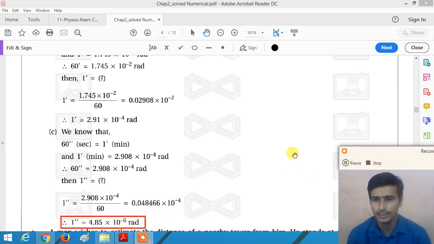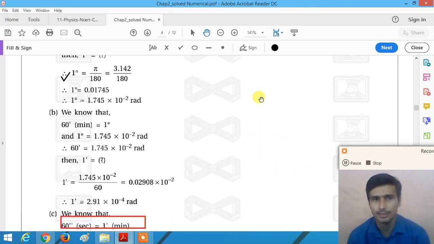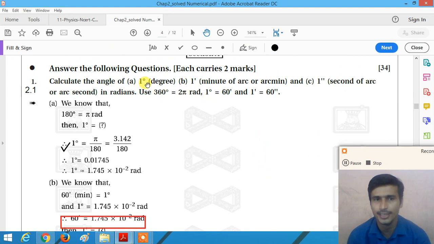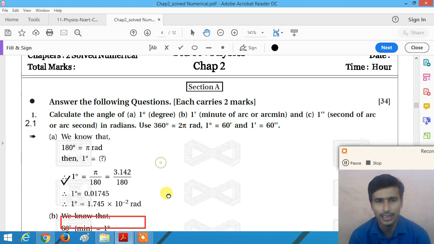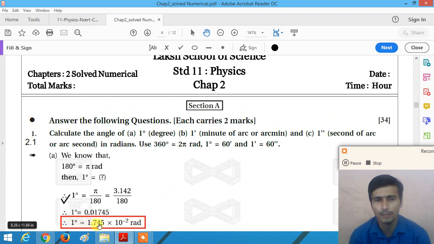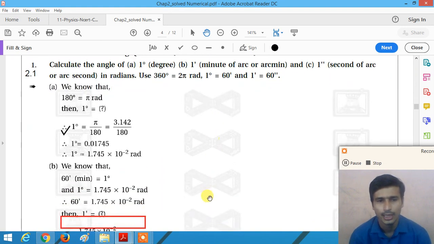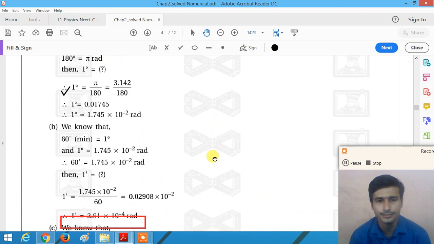So dear student, understand example number 2.1. In example 2.1, we need to convert 1 degree into radian, 1 minute into radian, and 1 second into radian. How do we convert 1 degree into radian? 1 degree is equal to pi by 180 radian. Given that 360 degree is equal to 2 pi radian, then 1 degree is equal to pi by 180 radian. If you calculate, you get the answer 1 degree is equal to 1.745 into 10 raised to minus 2 radian.